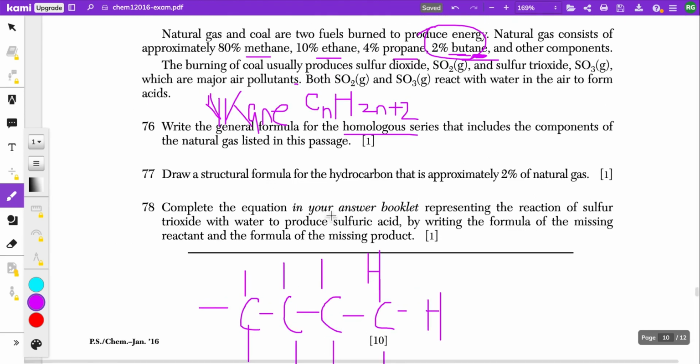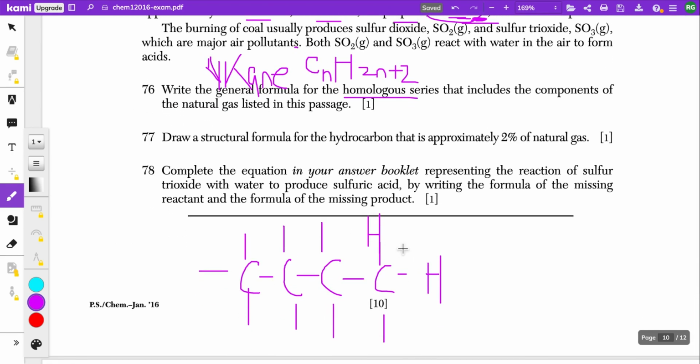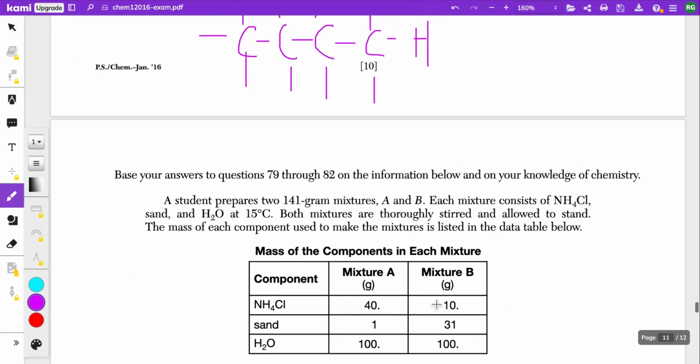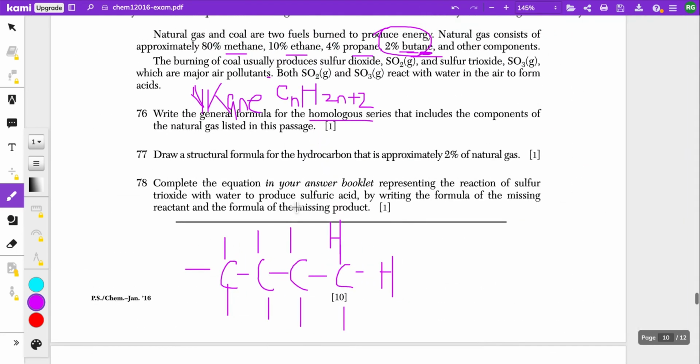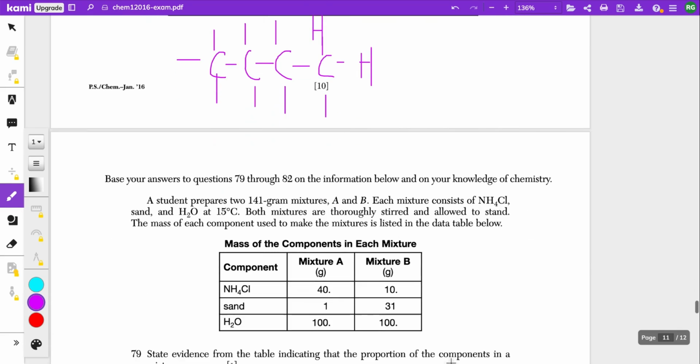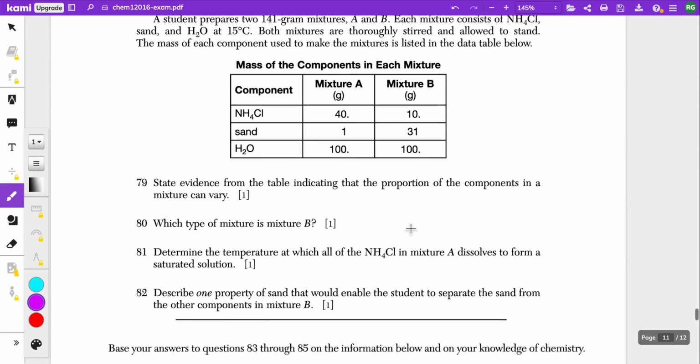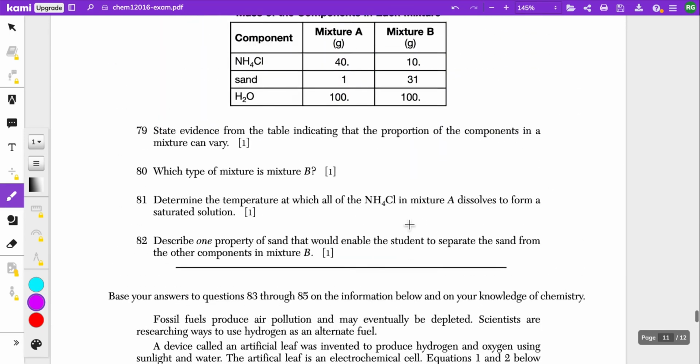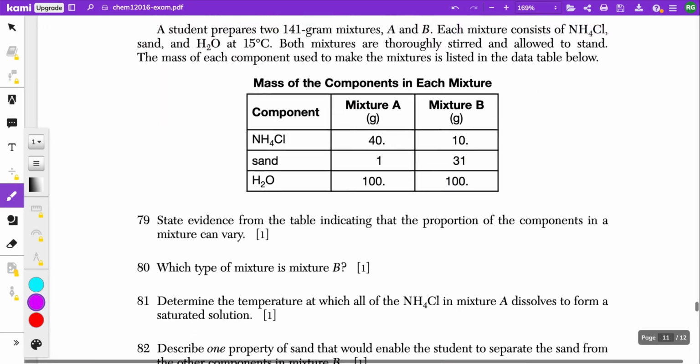Complete the reaction of sulfur trioxide with water. Okay, I don't have that question, so I'm just going to write the formula of... Yeah, I don't have the answer booklet, so sadly we can't do that question. Final stretch.